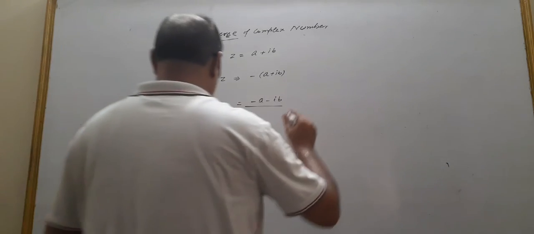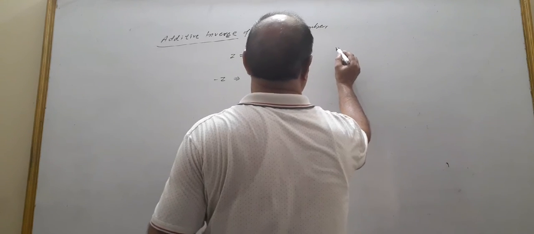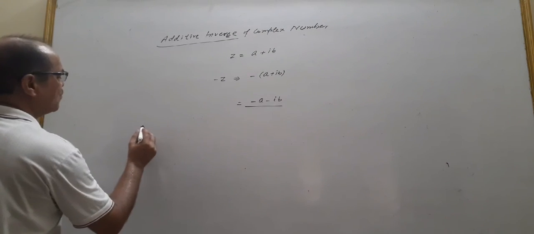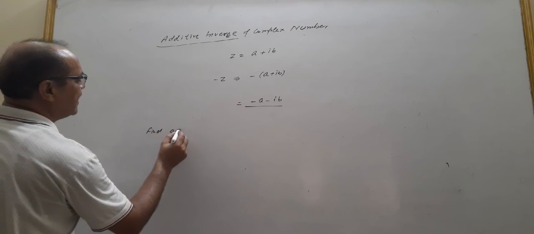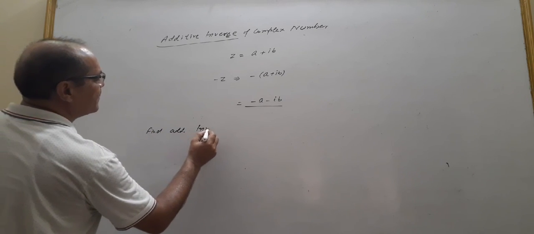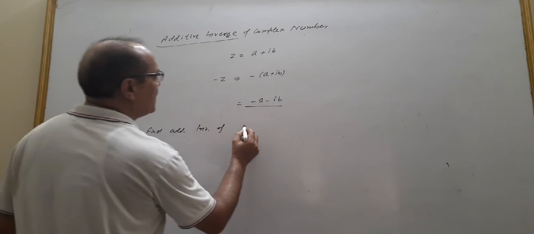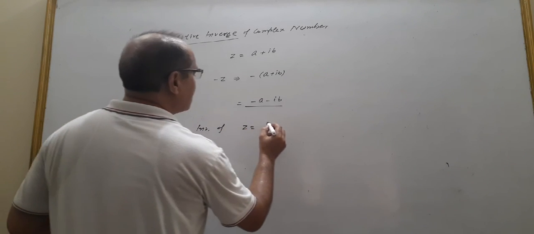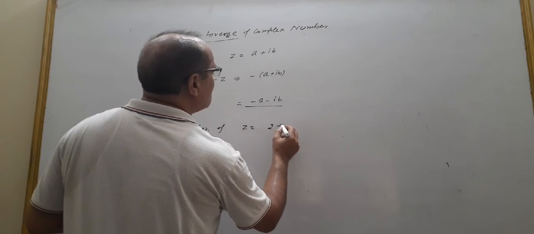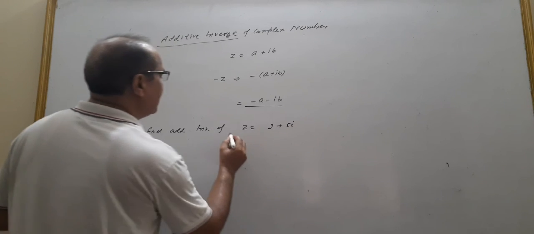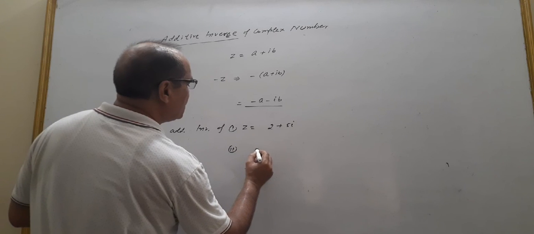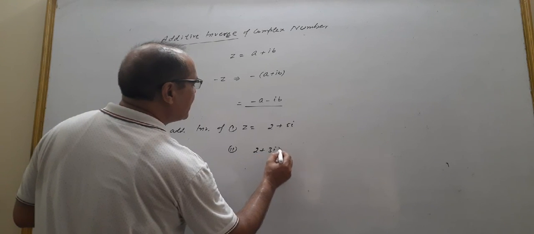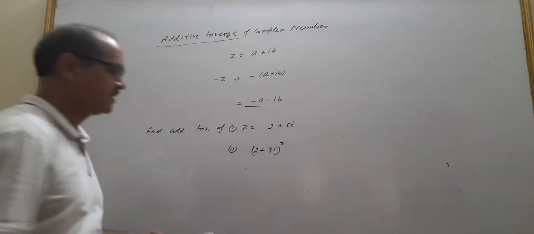For example, if I have the complex number, the question is to find the additive inverse of the complex number z. The complex number z I have written here is 2 plus 5 iota, and number 2 is the additive inverse of 2 plus 3 iota square. These are the two problems. How to find the additive inverse of these?